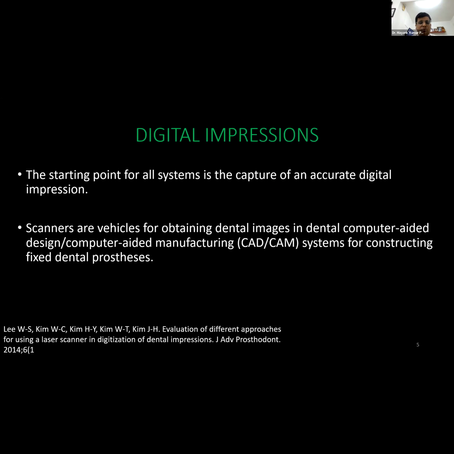So first and foremost, and the most important among all, is digital impressions. This has completely revolutionized dentistry with state-of-the-art impression making, which is extremely helpful for a lot of medically compromised patients. This has become the starting point of any digital workflow that we want to enter in dentistry. These scanners become a vehicle through which we can get details of the procedure or the patient, and then using CAD/CAM technology, construct our prostheses.